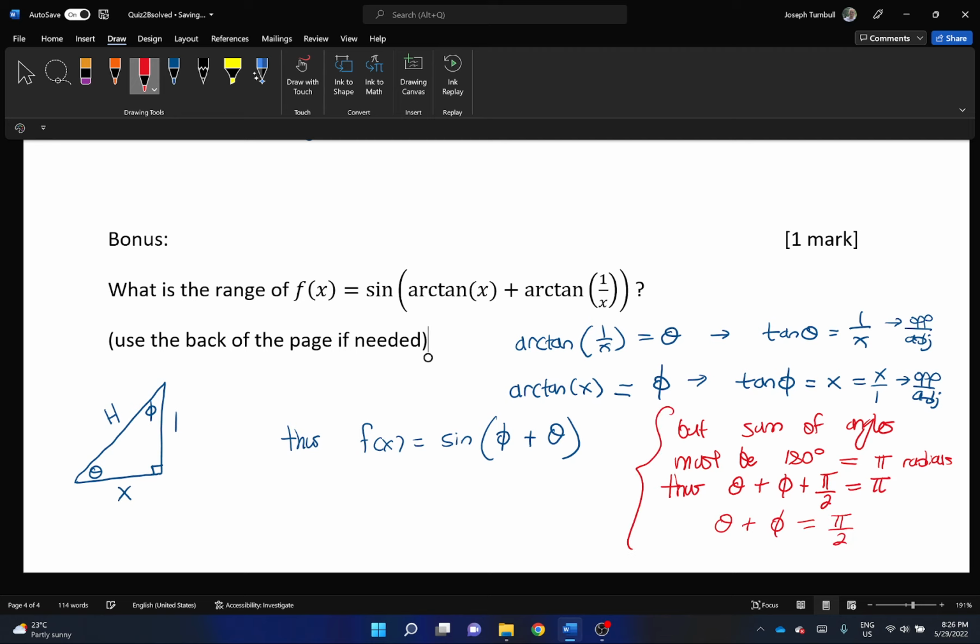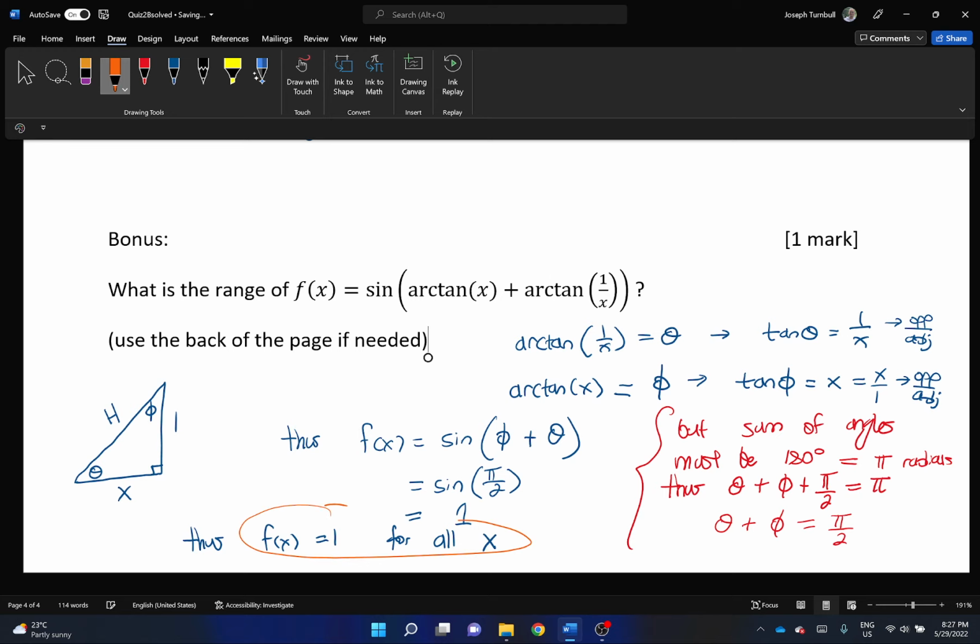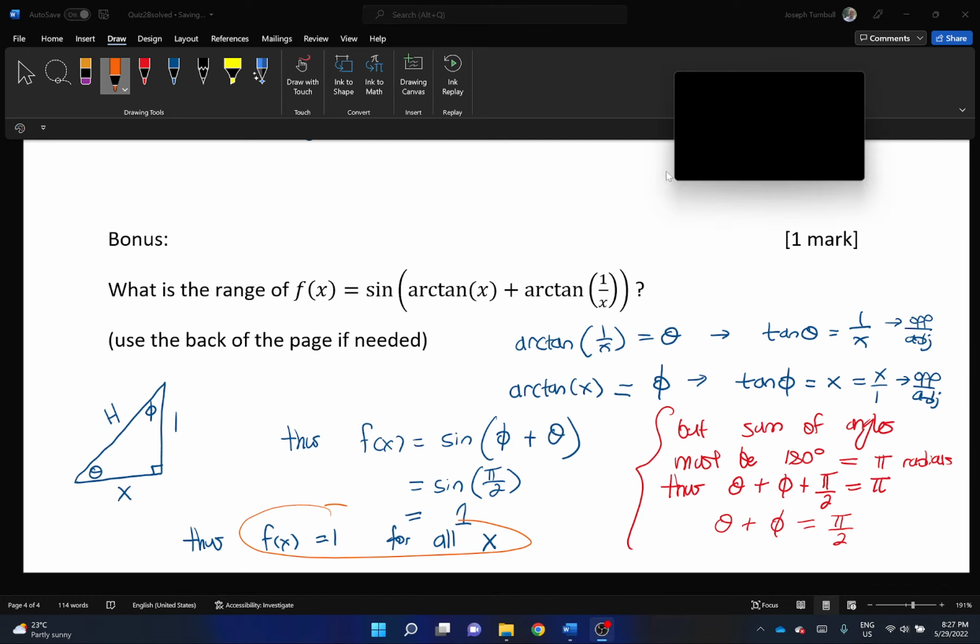So let's throw that into the theta plus phi there. So we have the sine of pi over 2, which is equal to 1. Thus, f of x equals 1 for all x. That's the range. It's always 1. There's only one y value that can possibly come out of this function. That's the y value of 1. Neat. Definitely a trick question, but neat.